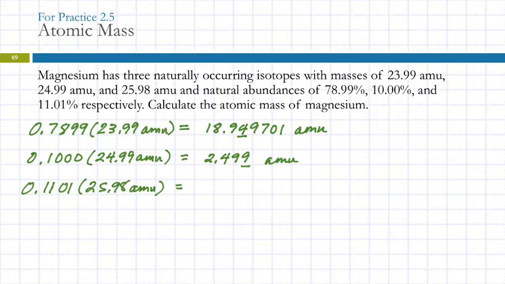And then that last one, 0.1101 times 25.98. Calculator gives me 2.860398. That also should have 4 significant figures. So 1, 2, 3, 4.